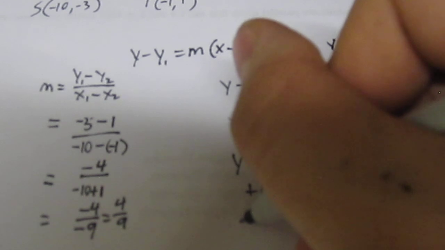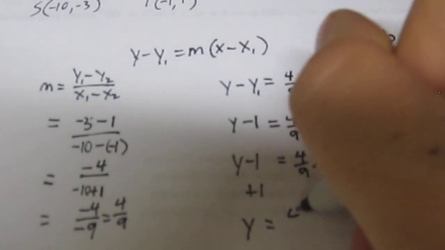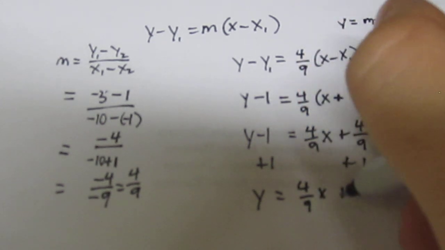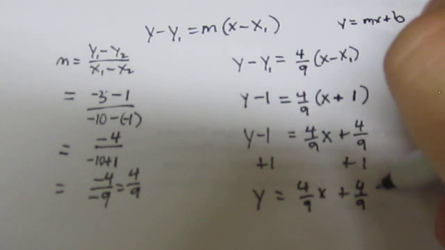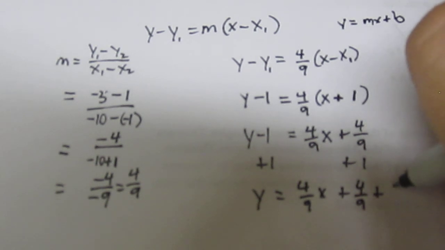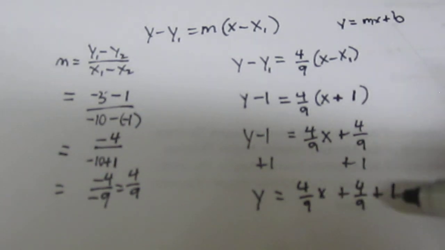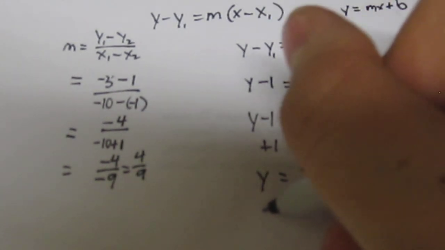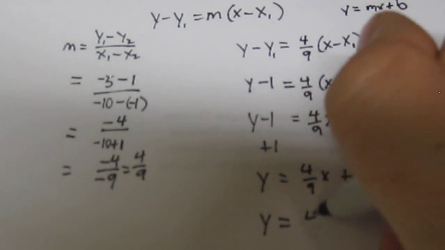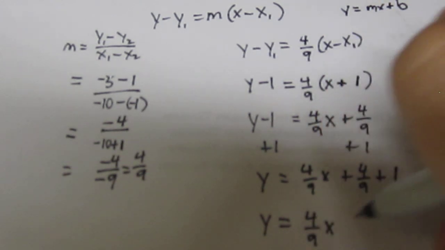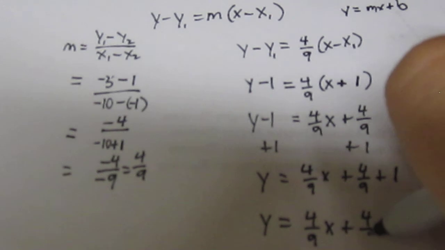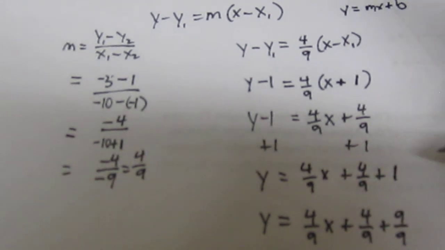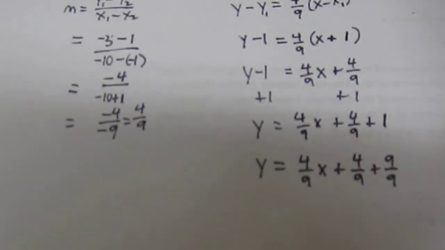Okay, so that's y equals 4/9 x plus 4 over 9 plus 1. Right? In order to combine these, we need a common denominator. So 1 with a common denominator of 9 is equal to 9 over 9. Combine like terms. 9 over 9 plus 4 over 9 is equal to 13 over 9.